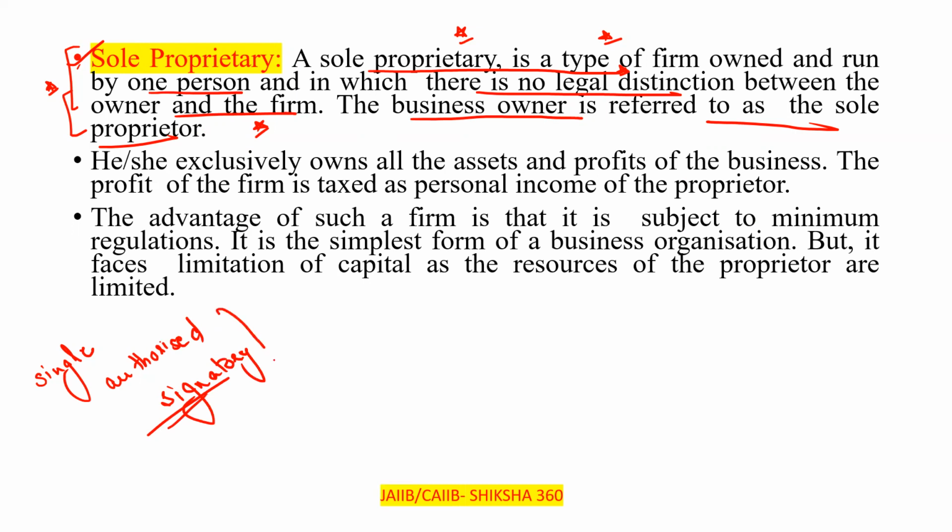That single authorized signatory, or the proprietor, exclusively owns all the assets and profits of the business. The profit of the firm is taxed as the personal income of the proprietor. Kindly remember that. This will be a very important question in the examination.